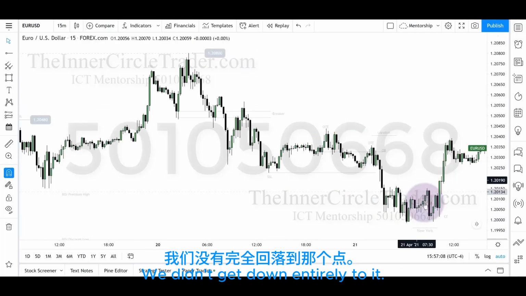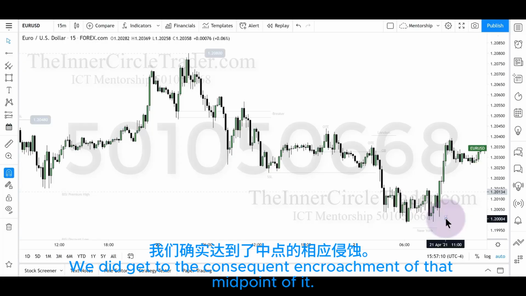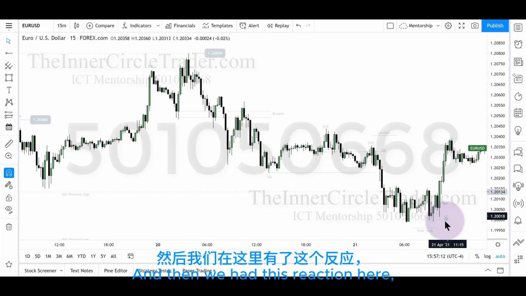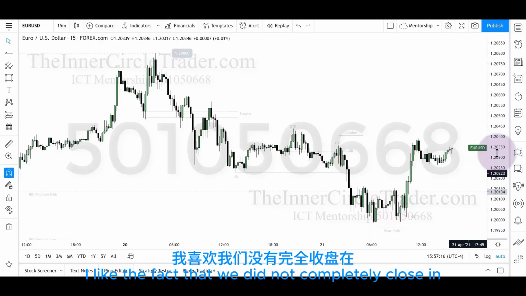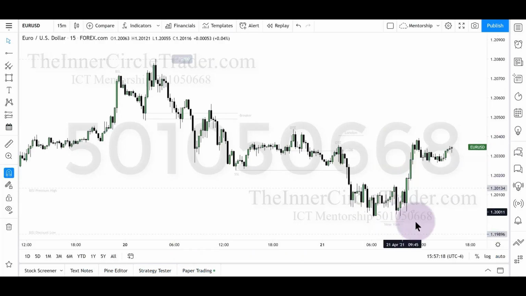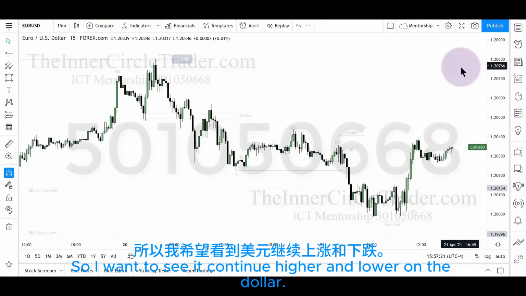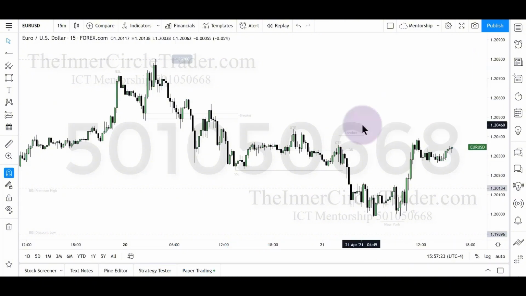This is the premium high, discount low of that. We didn't get down entirely to it, but we did get to the consequent encroachment, the midpoint of it. And then we had this reaction here, which again, I like. I like the fact that we did not completely close in that imbalance. So I want to see it continue higher, and lower on the dollar. Let's go to the cable now.